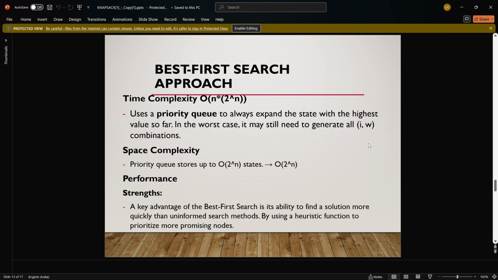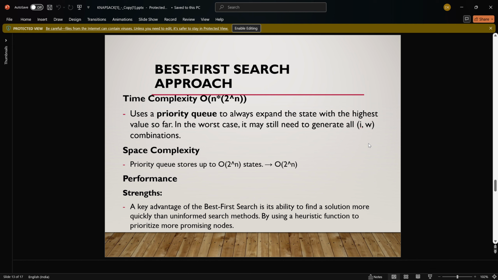If you look at the time complexity, it uses a priority queue to always expand the state with the highest value so far. So in the worst case, it will be n into 2 power n. Space complexity, the priority queue stores up to O of 2 power n states. So O of 2 power n it is.